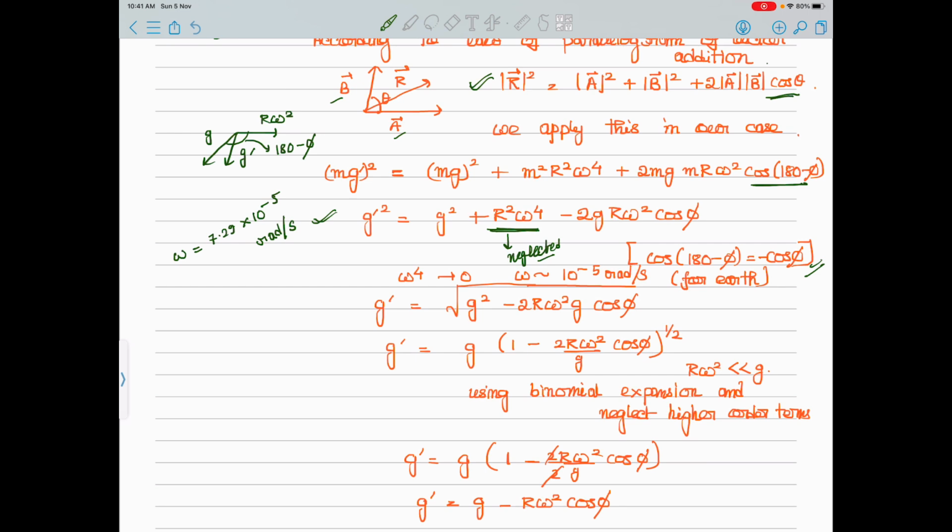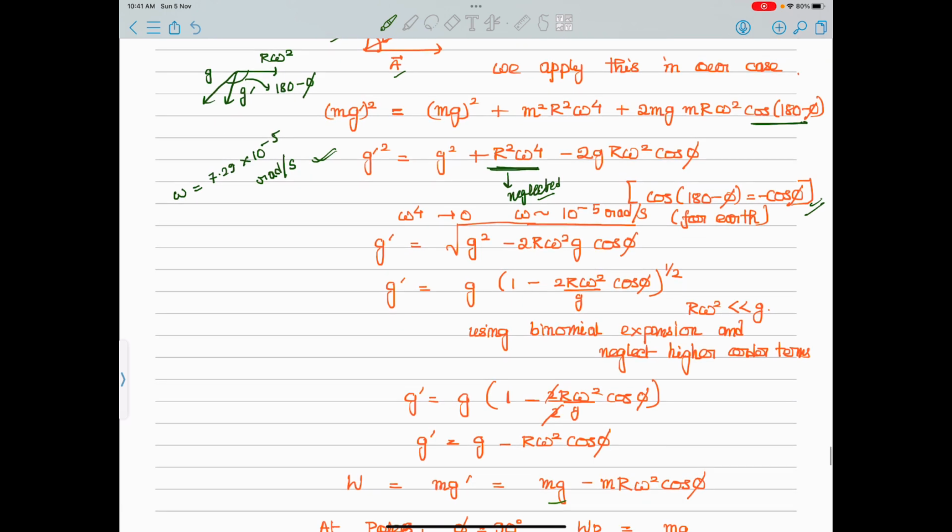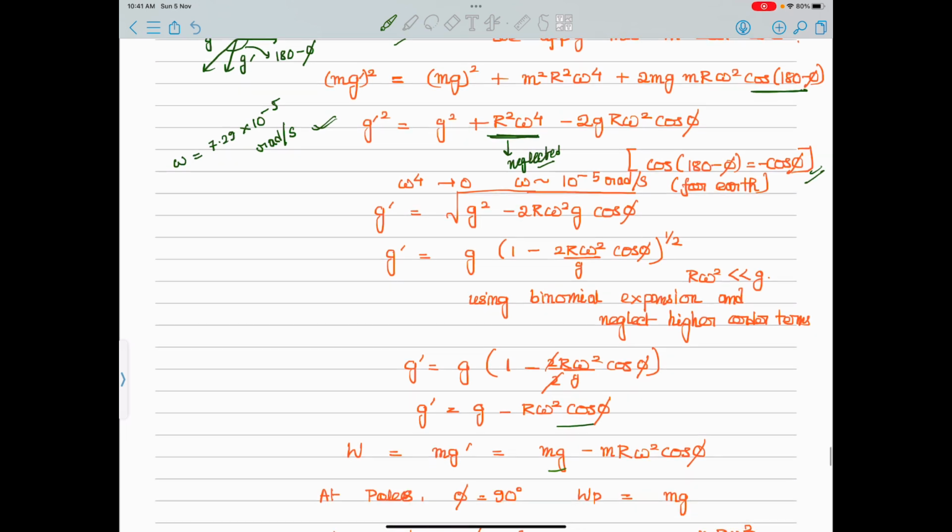So g dash, it's just like this, 1 minus 2r omega square by g cos phi to the power half can now be written as g times 1 minus this half multiplied here. So 2 by 2 cancels out. So r omega square by g cos phi. This is the binomial expansion. Therefore g dash becomes, now I multiply this g, g minus r omega square cos phi. So this is the final expression.